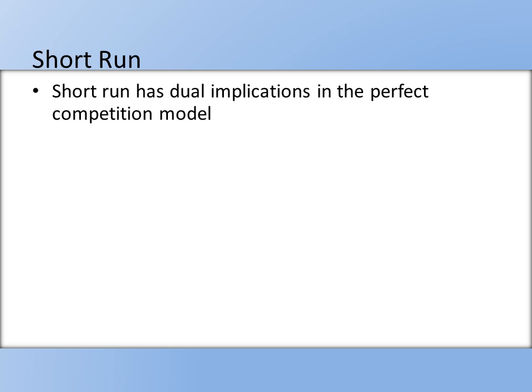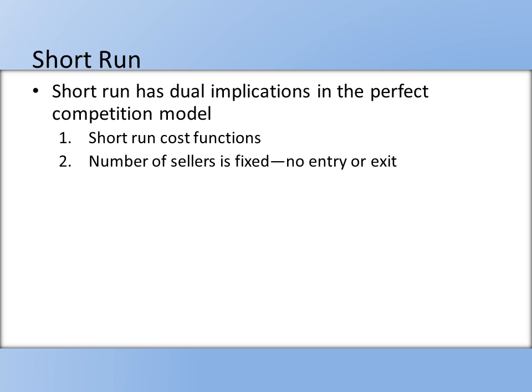The model has a short run and a long run component. Short run has dual implications in the model in the following way. First, sellers face short run cost functions, and second, the number of sellers is fixed, with no entry or exit possible. The first implication is usually not important, and we very often use the same functions for short run and long run. Number two is the important one.